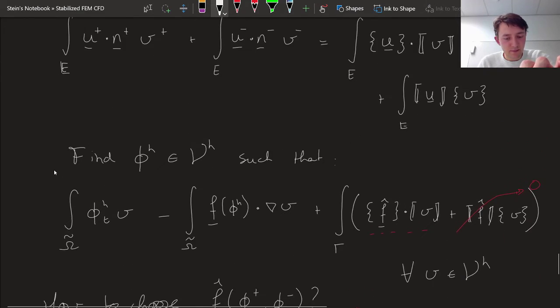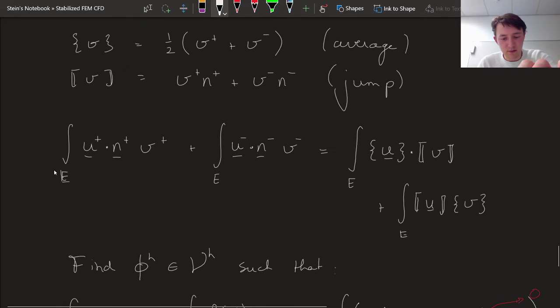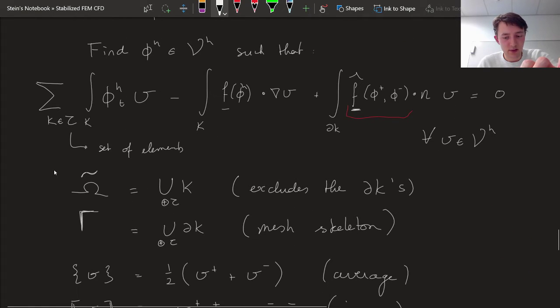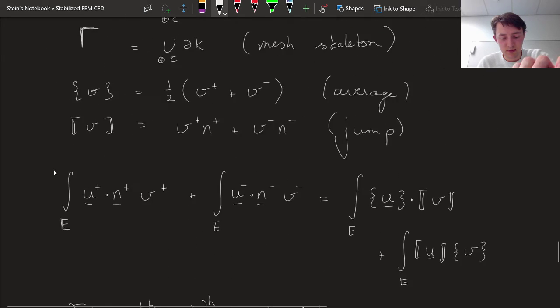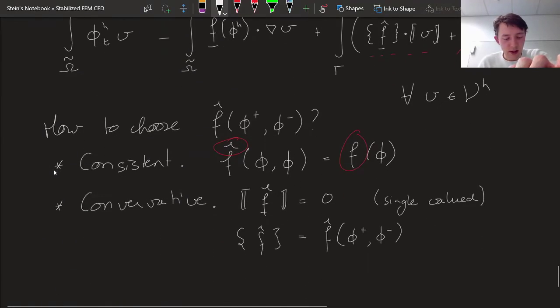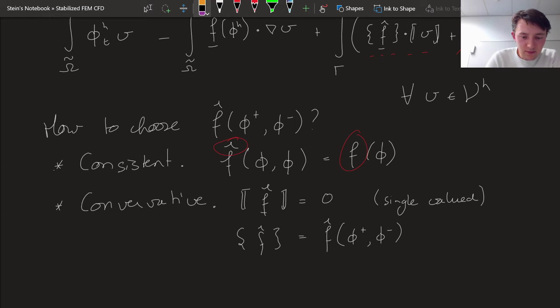I feel like I'm skipping something. That's why I'm going a little slow here. Yeah. Okay, maybe I want to point this out. Of course, my flux evaluation, f hat, depends on, well, the values on both sides of the element. But I could also, for some strange reason, have a different flux definition on either side of the element, right? So you would also have an f plus or minus.